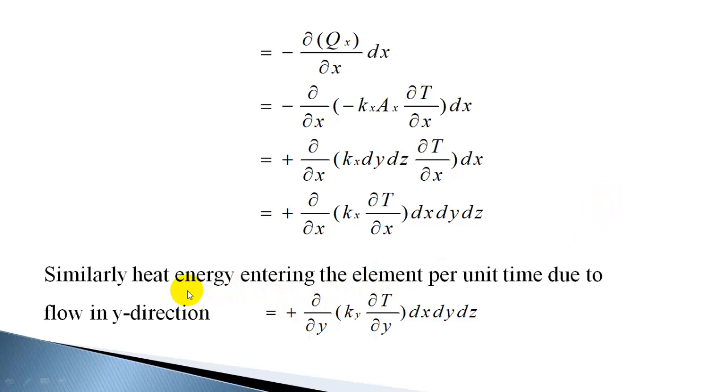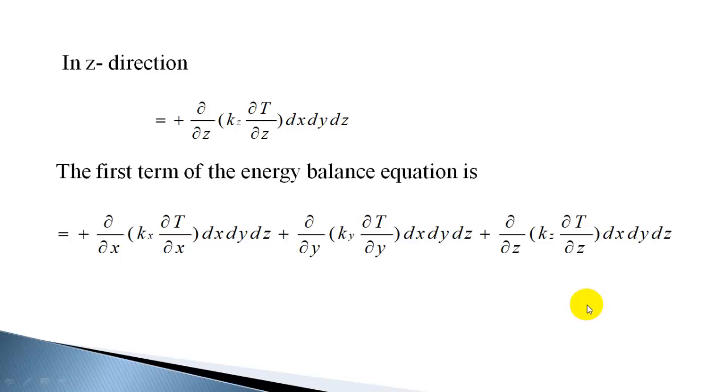Similar quantities you can find out as a result of heat flow in y direction and z direction. So in y direction the net heat flow is del by del y of ky del T by del y dx dy dz. In similar terms you can calculate this, and also in z direction you will get del by del z of kz del T by del z into dx dy dz.